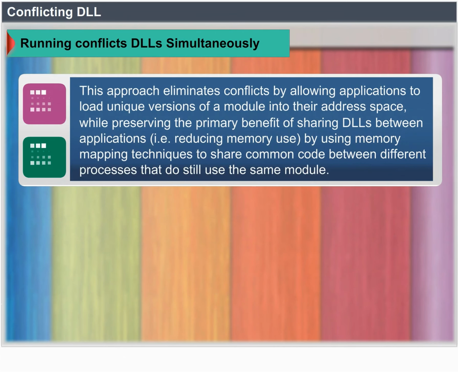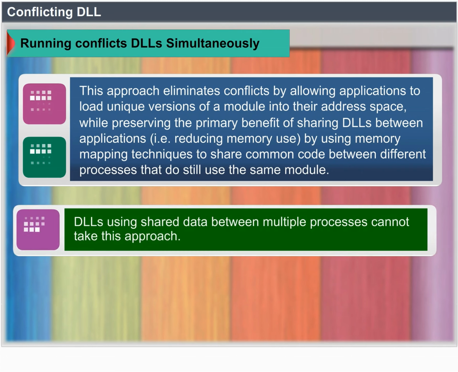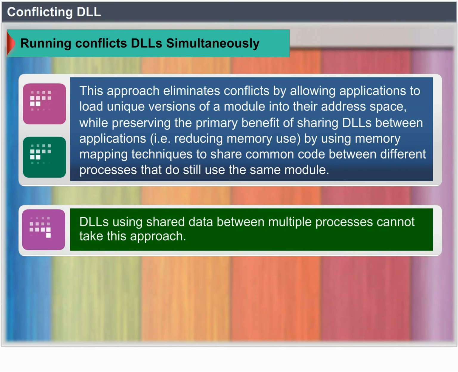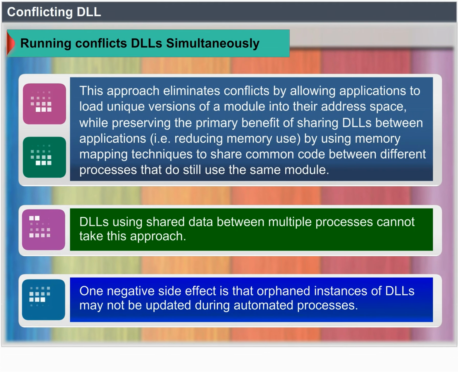This approach eliminates conflicts by allowing applications to load unique versions of a module into their address space while preserving the primary benefit of sharing DLLs between applications, reducing memory use by using a memory mapping technique to share common code between different processes that do still use the same module. DLLs using shared data between multiple processes cannot take this approach. One negative side effect is that the orphaned instances of DLLs may not be updated during automated processes.